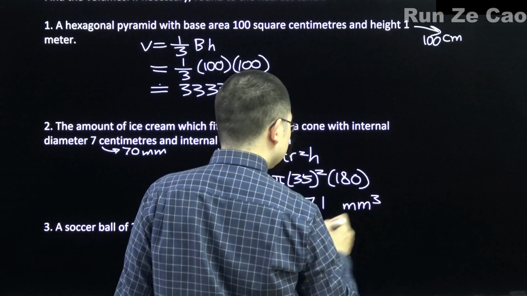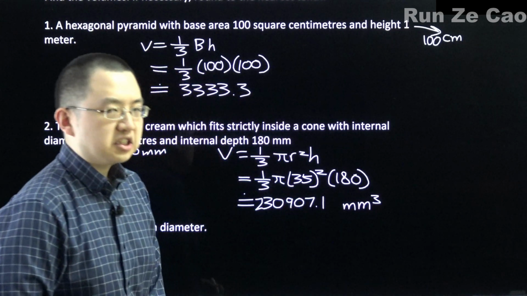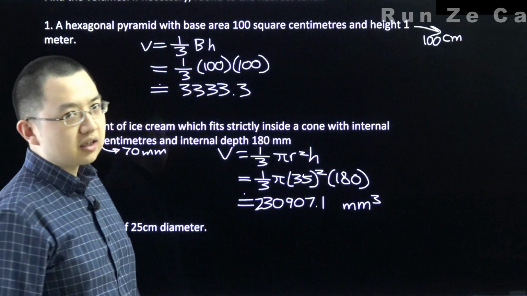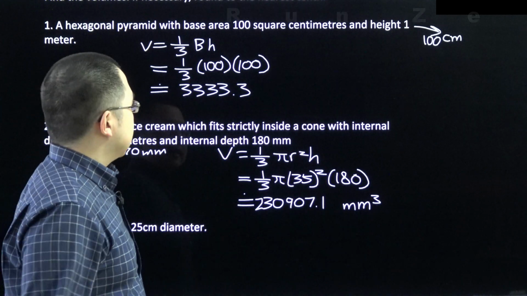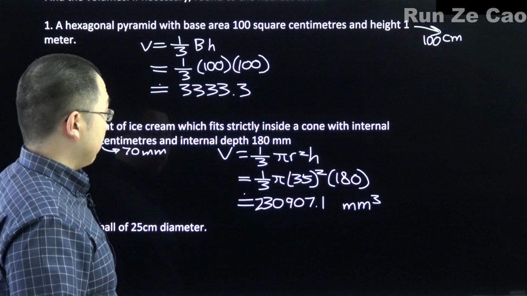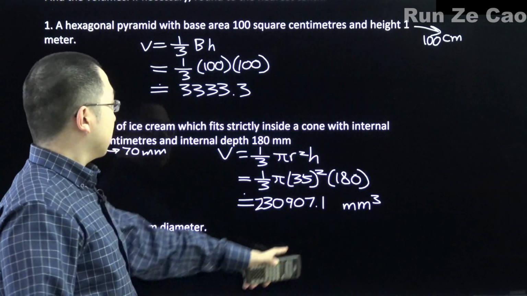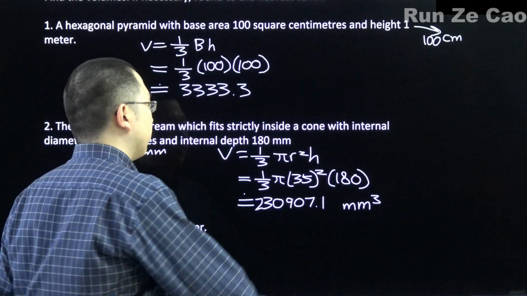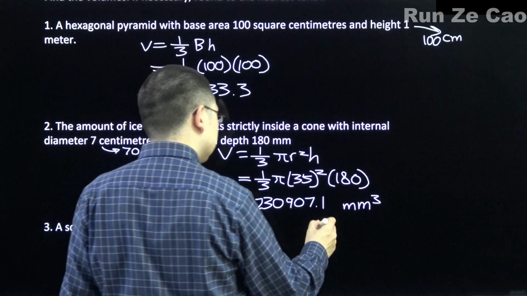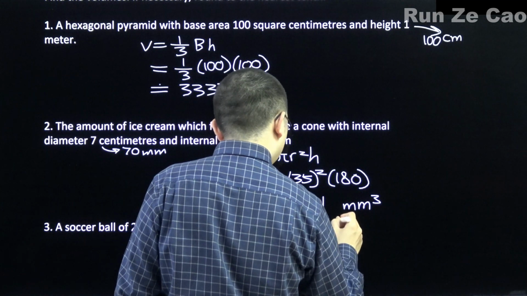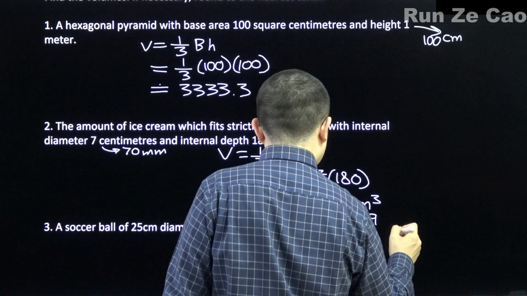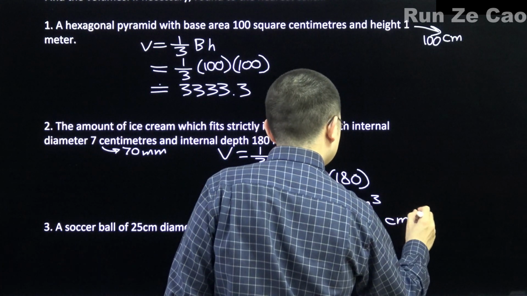millimeters cubed. Of course, you don't generally see millimeters cubed as a consumer unit, such as, say, talking about ice cream. So if you're talking about the number of milliliters that can fit inside this cone, that's cubic centimeters. To go from cubic millimeters to cubic centimeters, you divide by 1,000. Or 230.9 centimeters cubed.